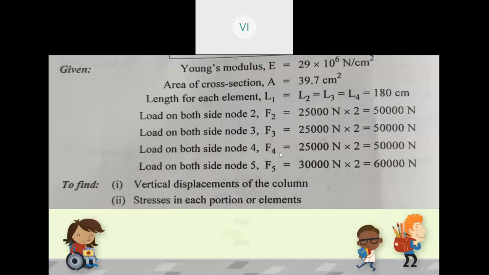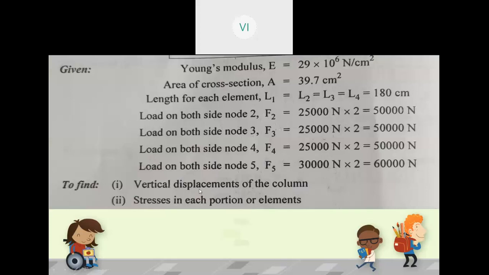So F2, F3, F4, F5 are 25,000 into 2, because both side loads are acting. 25,000 by 2, so 50,000. So all the things are right. Here, look, everything is positive. Even though the loads are acting downward, they are taken as positive. Why? Because it is a vertical column.